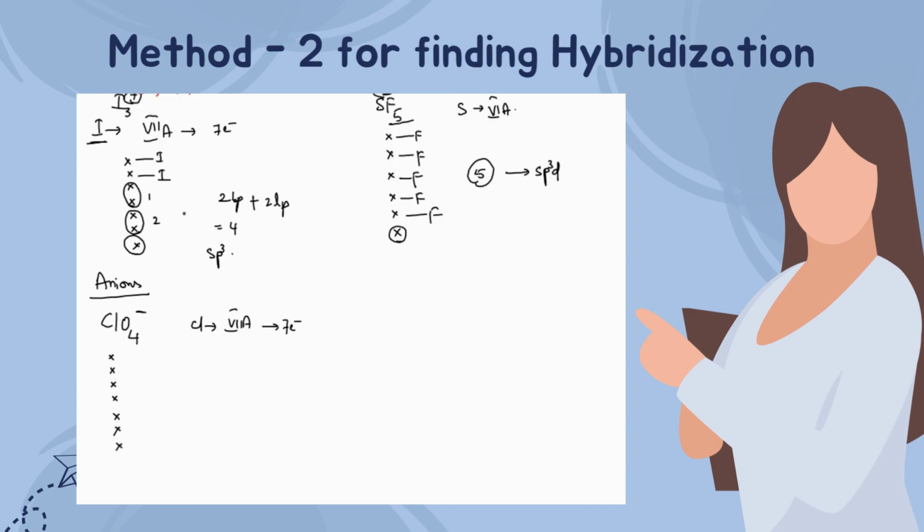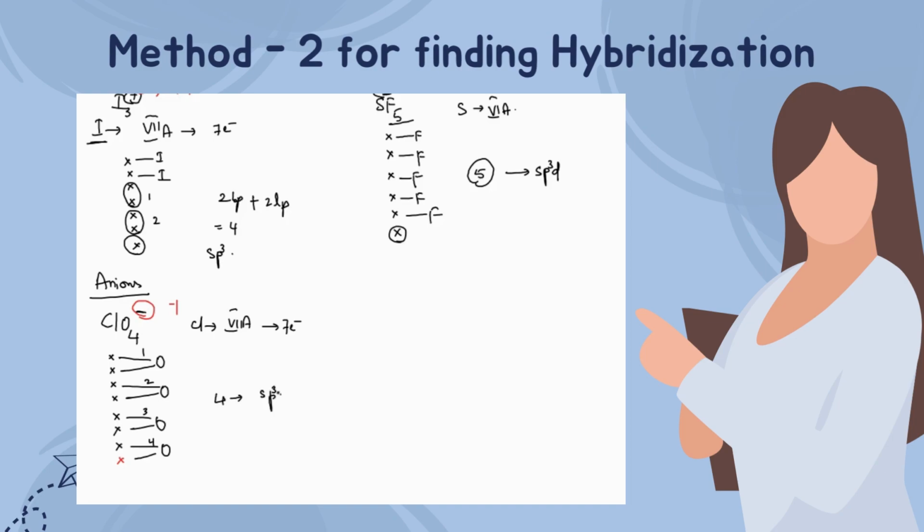Now what is the difference between the cation and anion? For the cation, there was a positive charge, so we removed an electron. For the anion, there is a negative charge, so we have to add one more electron. So now the overall electrons in the central atom are 8. Each oxygen will be bonded by a double bond. There are 4 oxygens, so there will be 4 double bonds. As we have discussed, we need to consider a double bond as a single entity. So there are 1, 2, 3, 4 bond pairs. When the bond pairs are equal to 4, the hybridization is sp3.